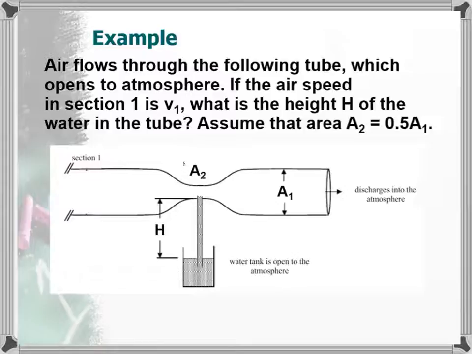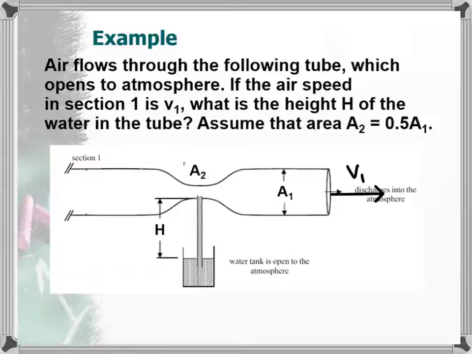Okay, so in this first example we have air that is flowing through this tube right here. And it goes through a constriction point here at A2 and then comes out here through this section A1, and the airspeed, it tells us in this section, is V1. So let me go ahead and draw that. The velocity in this section of tube is V1.